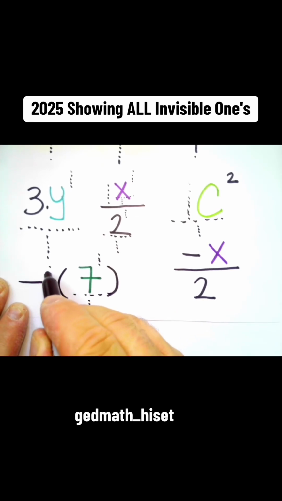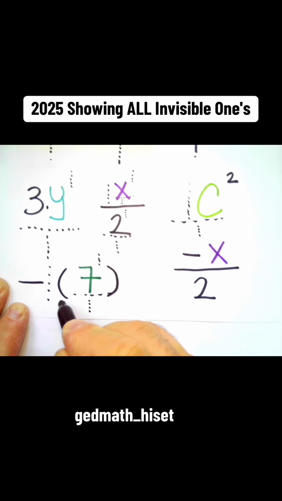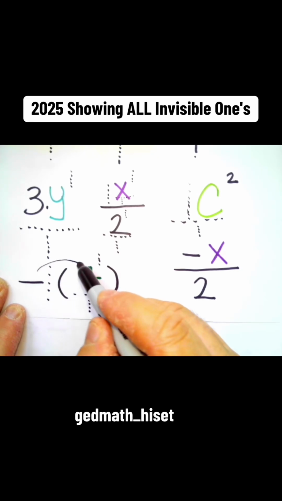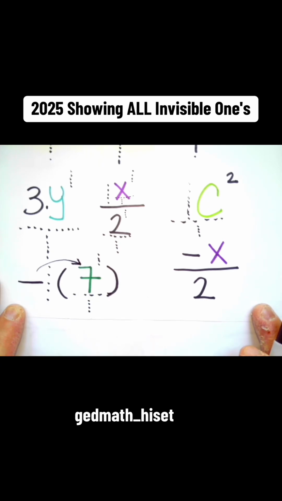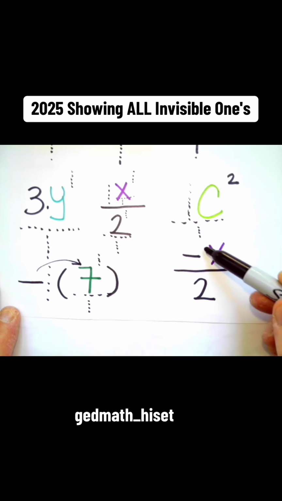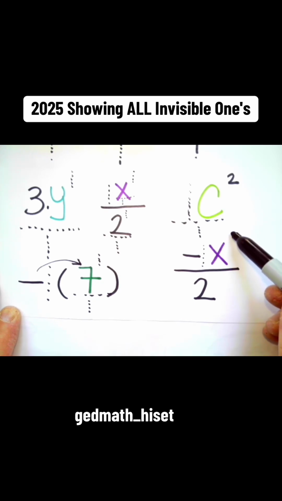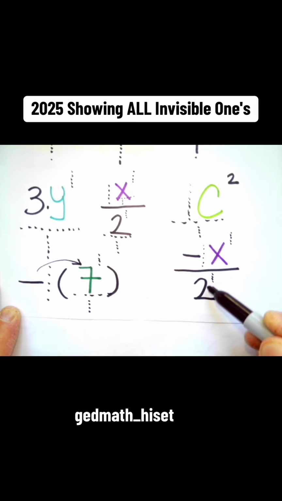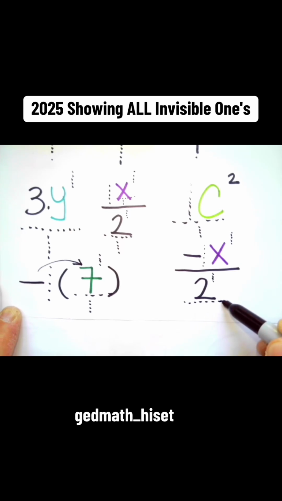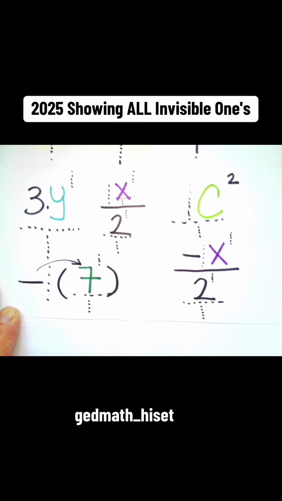And guess what? There's an invisible 1, a negative 1, right outside these parentheses. So that's a negative 1. When it comes to the distributive property, you want to multiply negative 1 times a positive 7. It really just clarifies what it is that you need to do. Here with this term, there's a negative 1 in front of that x. There's an invisible 1 in the exponent's place. In the denominator's place, there's an invisible 1 underneath that 2.